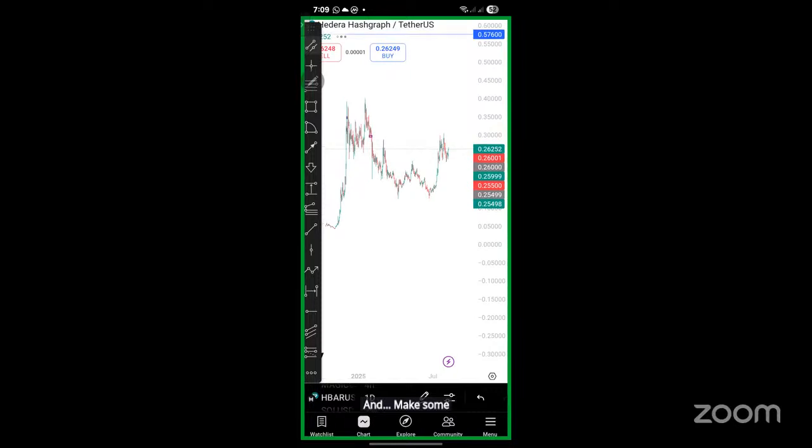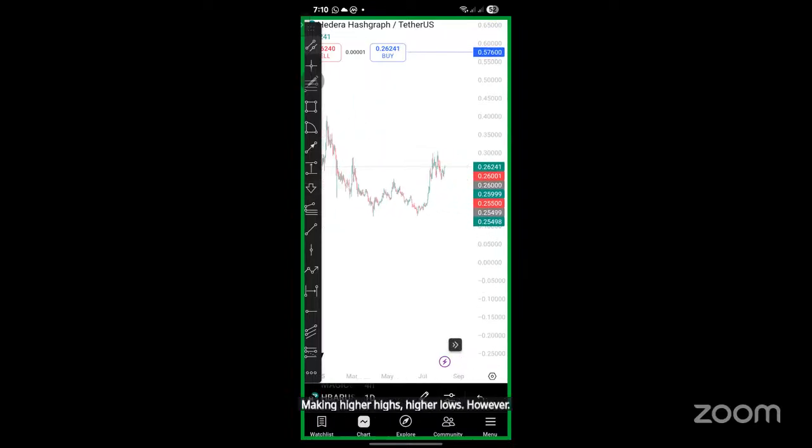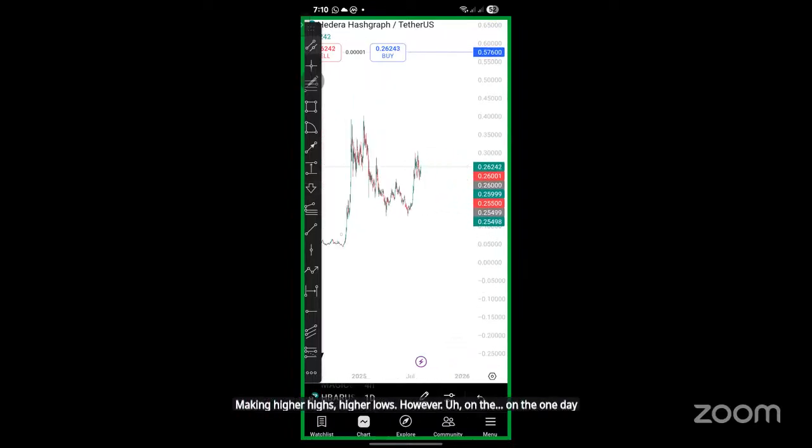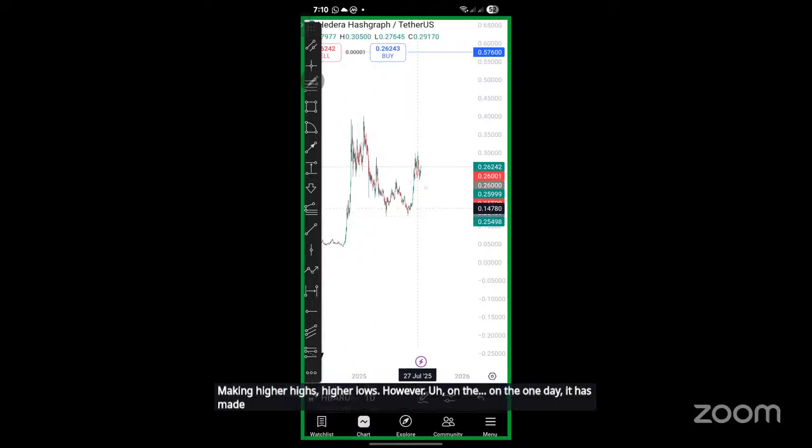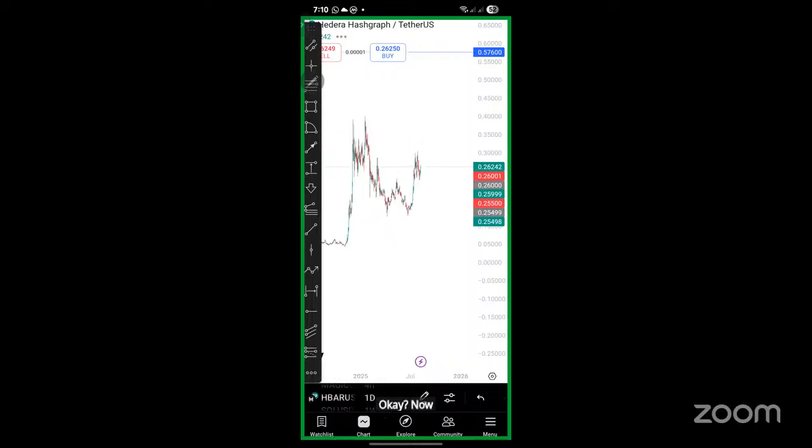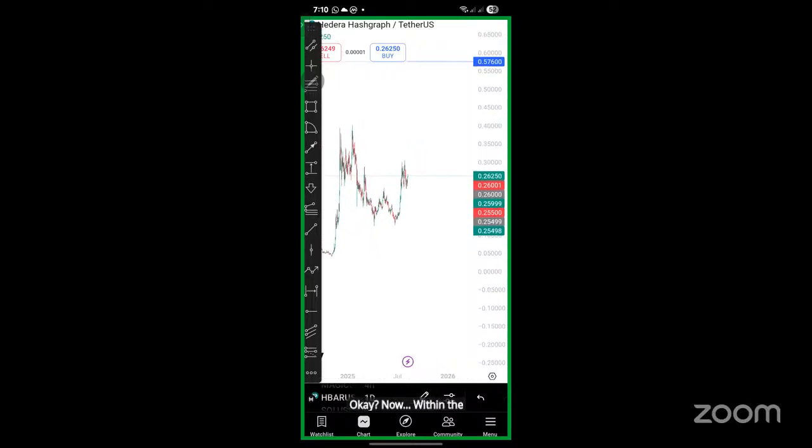Now, when it comes to the time frame, remove this. This was my analysis earlier. Now, this is the chart. And H bar is an upward trend, making higher highs, higher lows. However, on the 1 day, it has made a retracement, and now it is going back to the upward side.